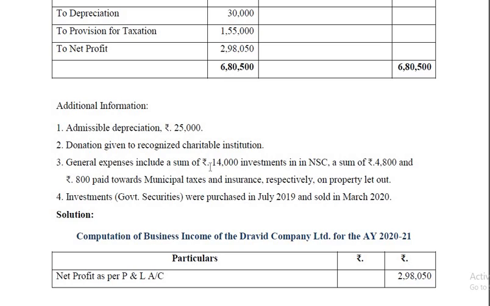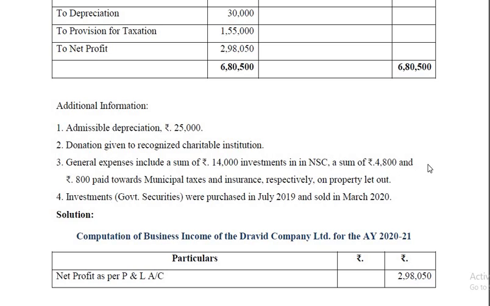General expenses include a sum of rupees 14,000 investment in NSC. See, this is not allowed. It is an inadmissible expense. This is an investment, so that should be added back while computing business income. In the case of individuals and HUF, there is a deduction under 80C. But for your information, 80C is not applicable in the case of corporate assessee or company assessee. So you may be tempted to take this under 80C because in the case of individuals, investment in NSC falls under 80C and is deductible from gross total income. But here deduction is not allowed for a corporate assessee under 80C.